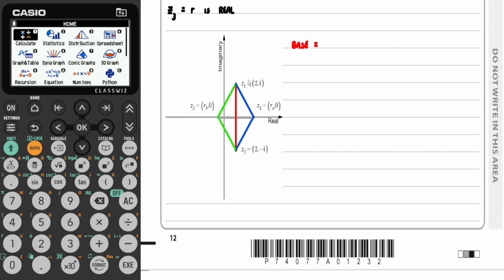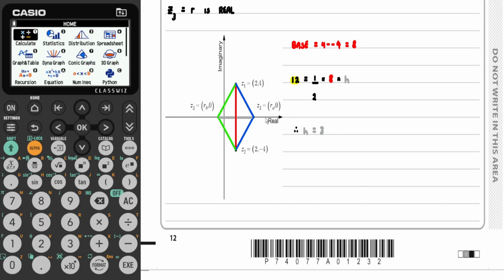The base that's going from z1 to z2, shown in red, is this vertical line. That will be 4 subtract negative 4, which is 8. So this has a length of 8. If I let the height be h, each of these triangles will be identical. We know that the area of a triangle is a half times base times height. The area is 12, and that's equal to a half times 8 times h, meaning h is equal to 3.